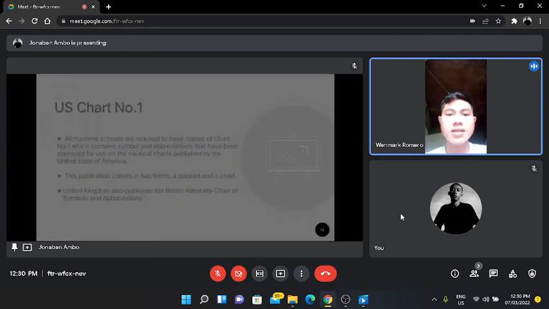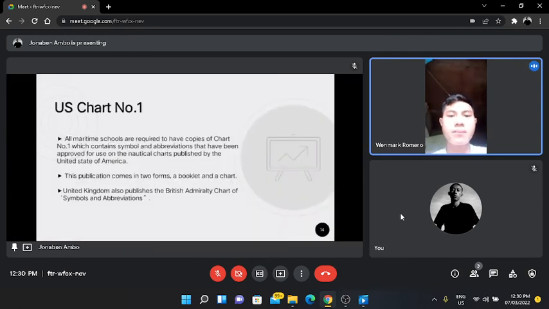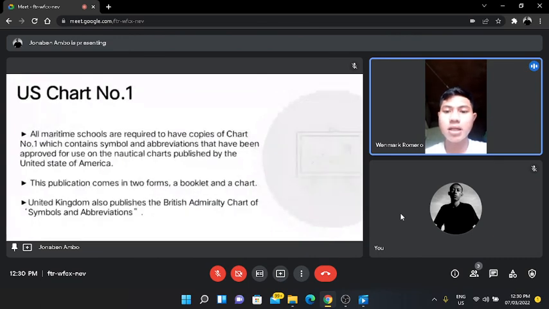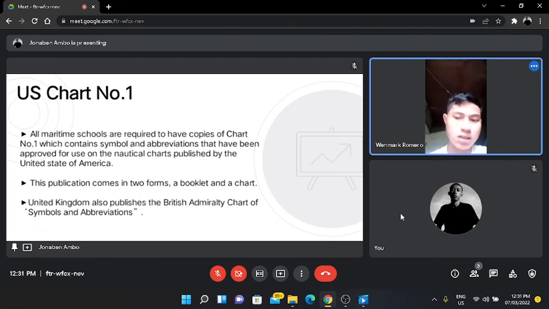So next is the US Chart Number 1. All maritime schools are required to have copies of Chart Number 1, which contains symbols and abbreviations that have been approved for use on the nautical charts published by the United States of America. This publication comes in two forms: first is a booklet and a chart.